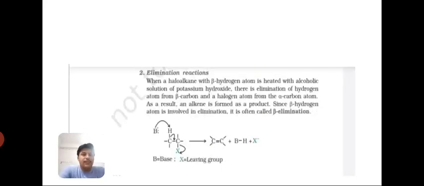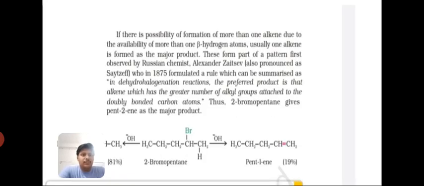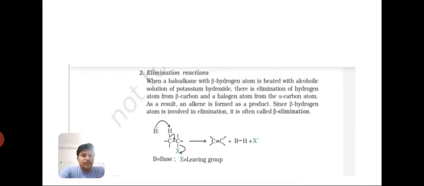Now students, after this, the topic is elimination reaction, the second type of chemical reaction. I already told you that in elimination reactions, a saturated compound undergoes unsaturation. You can see from this reaction that the saturated compound changes to unsaturated.